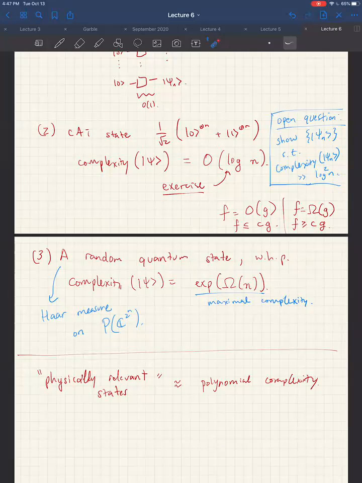So I said the exercise is to prove that you can do it in log n, but let me argue that you need at least log n depth to do it. And it's kind of what's called a light cone argument.